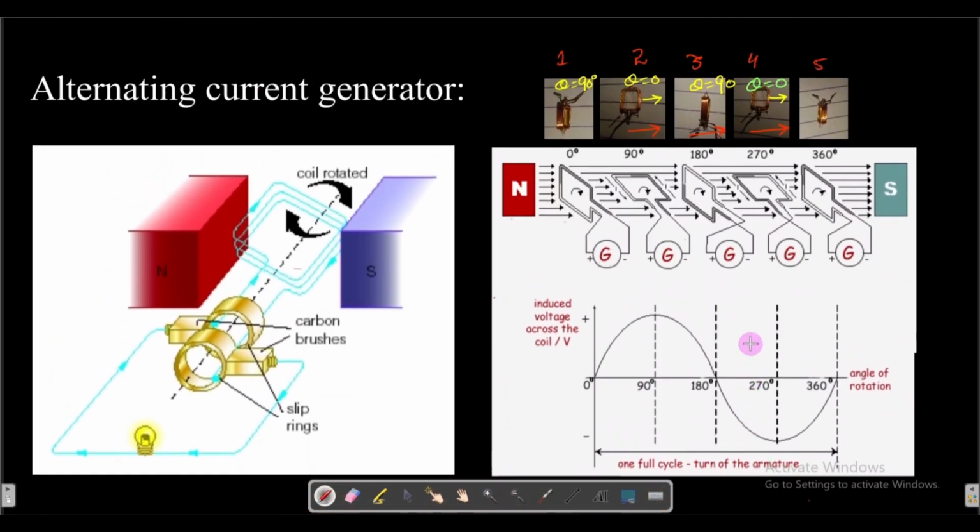Now in the last position, the coil again becomes vertical. So on this side of the coil, we will have some area, and the direction of that area is outward from the screen, and the direction of the external magnetic field is from left to right. So here the angle theta is equal to 90.